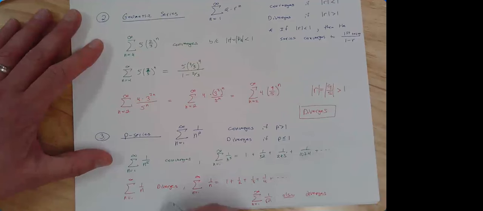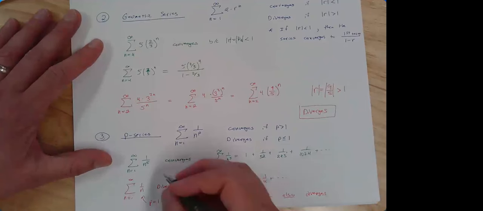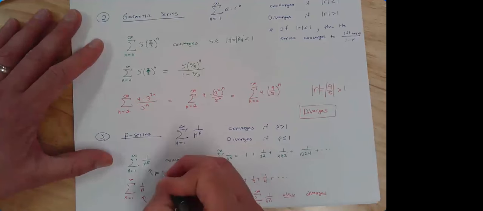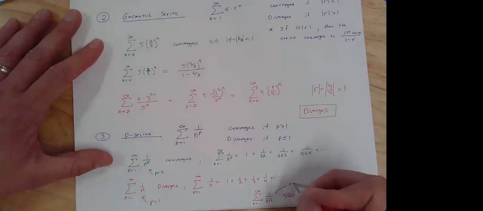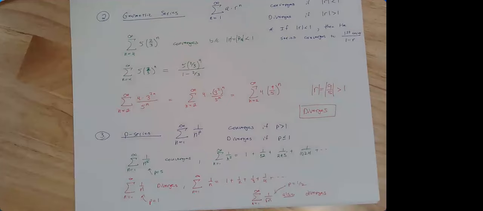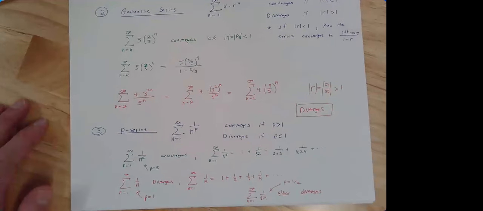Right here, p is equal to 1. Here, p is equal to 5. Here, p is equal to 1/2. So if p is less than or equal to 1, the series diverges. If p is larger than 1, the terms get small fast enough, and the series converges.